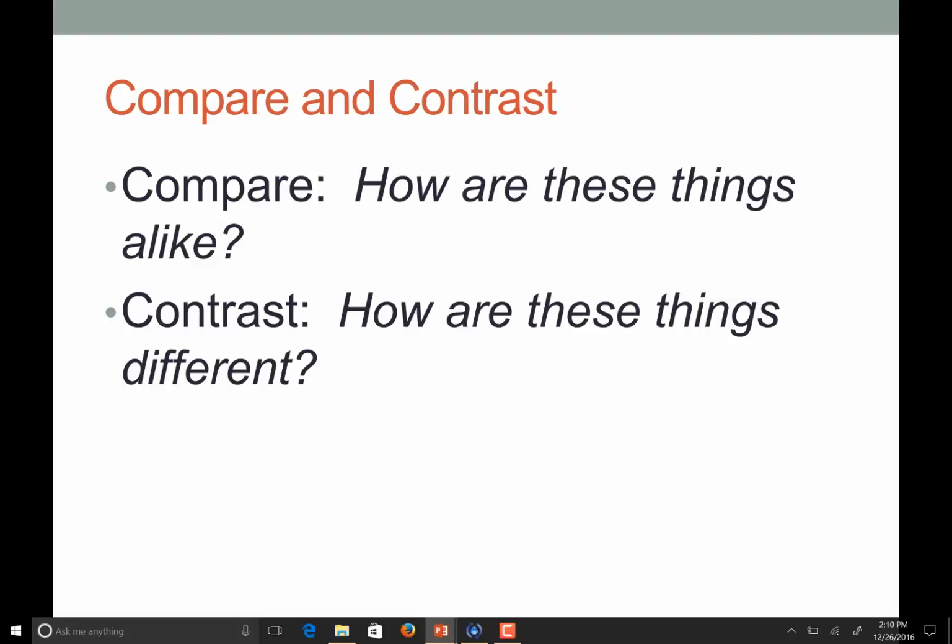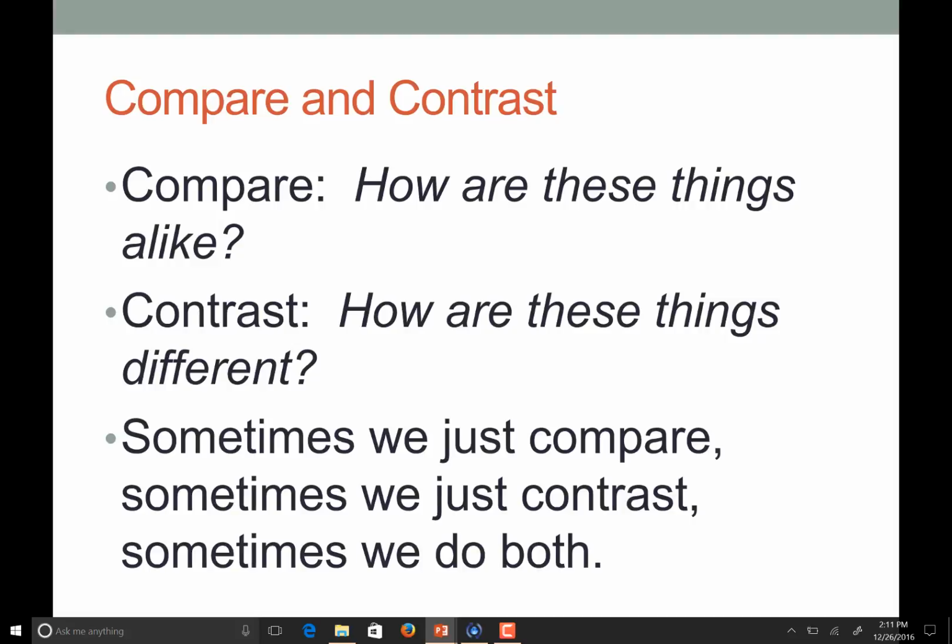When we compare two things, we talk about similarities. So we want to remember the synonyms that go with these particular rhetorical methods. Compare would be alike, and similarities and same. So when we compare two things, we talk about the ways in which they're the same, and when we contrast, we talk about the way that things are different or dissimilar or unalike.